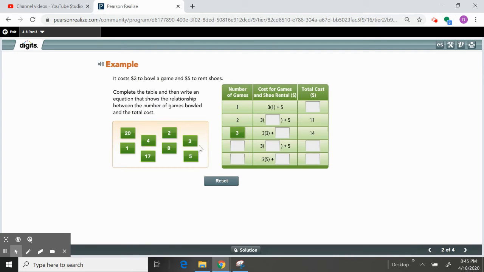Probably 3 games, 4 games, and 5 games. Well, that would make sense. So now that column's complete. Now we just have to work out what we need to do here. And this one's nice because it kind of gives us the pattern.